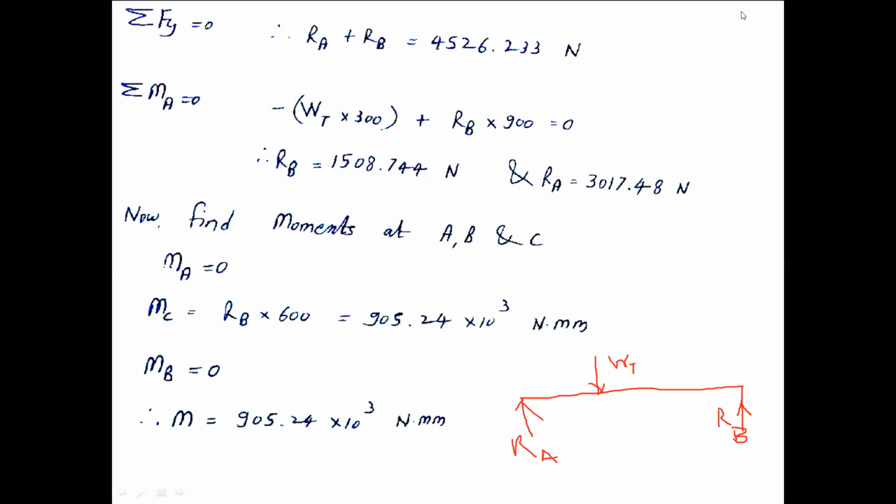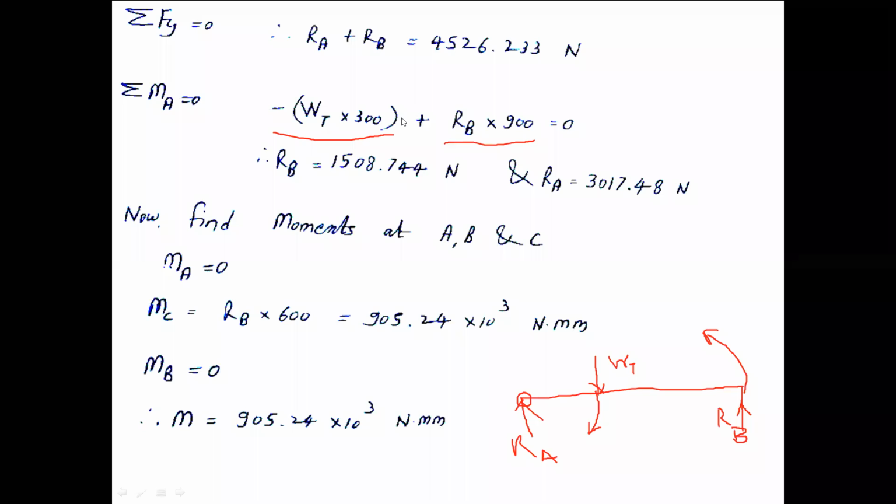If you take the moment about this point A, the moment about Wt comes out as Wt into 300. The moment from RB is exactly opposite to this. So it comes out RB equal to 900. From this we can get the value of RB. RB comes out 1508.744 newtons.